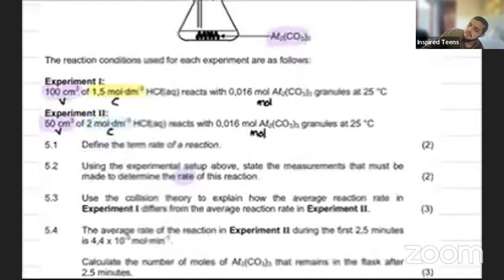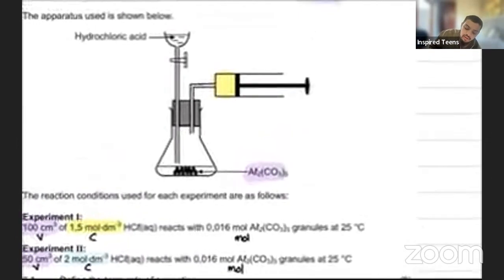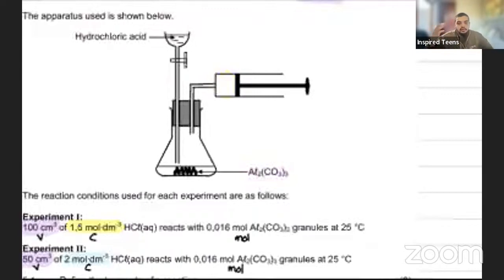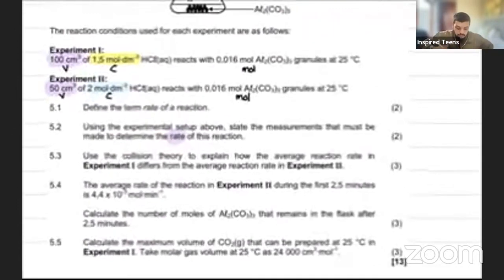We need to measure the time, and we also need to measure the carbon dioxide being produced, or the Al2 being used up, so that we can compare it to time. Like we can say, okay, this much carbon dioxide is being produced according to this time. So those are the two things.